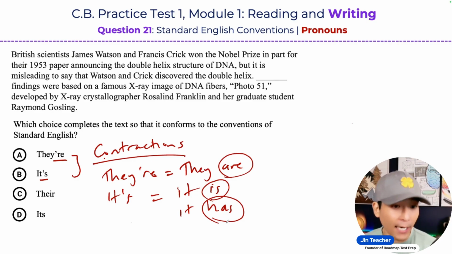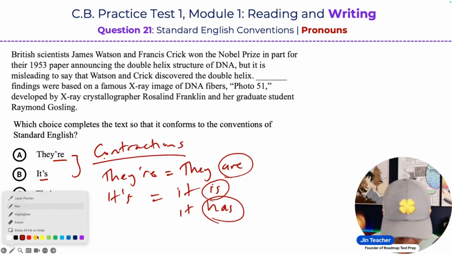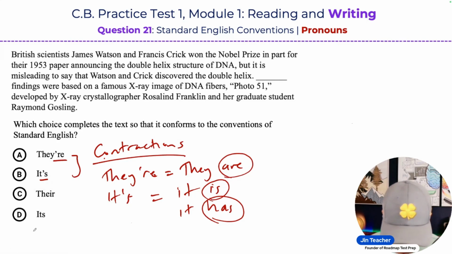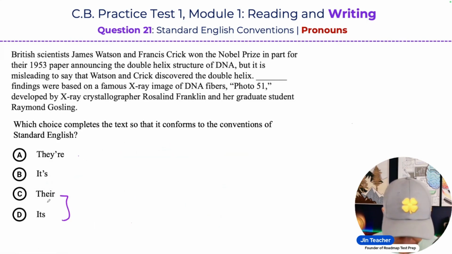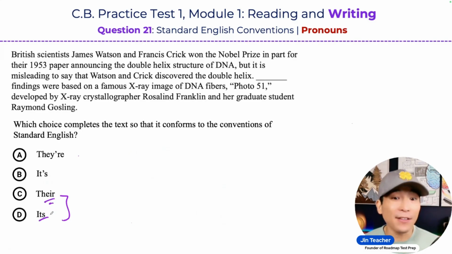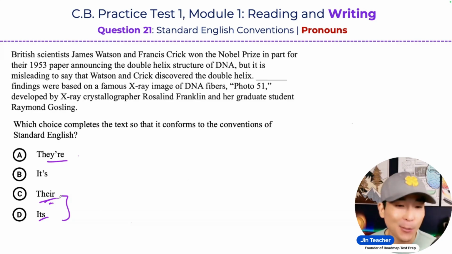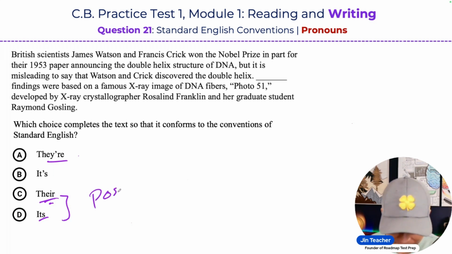Now, on the other hand, we have answer choices C and D. These do not have the apostrophe, but they sound exactly the same. When you say there, we say there. So there and their sound the same, but they're just spelled differently. This is where it can get a little bit confusing. But their and its are known as the possessive form. So what does possessive form mean?